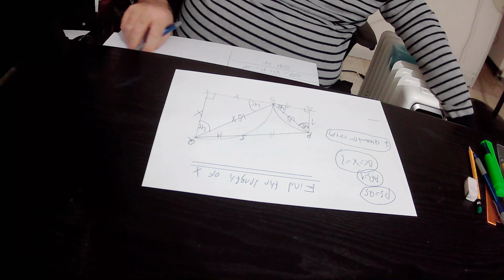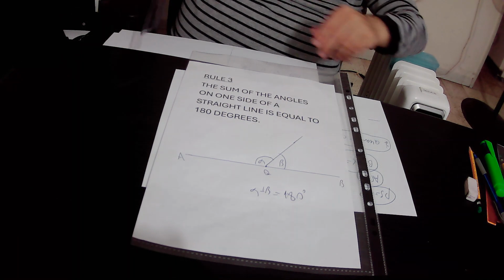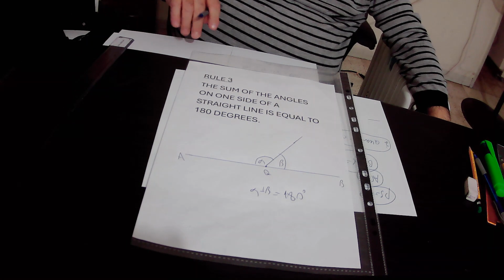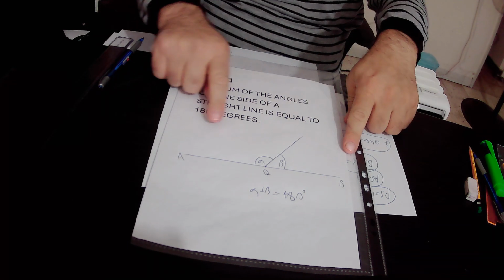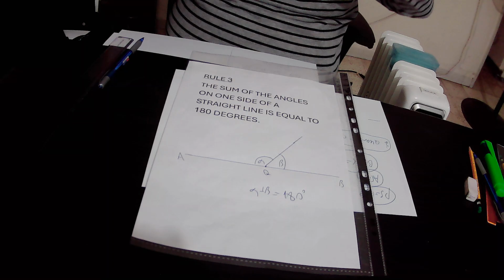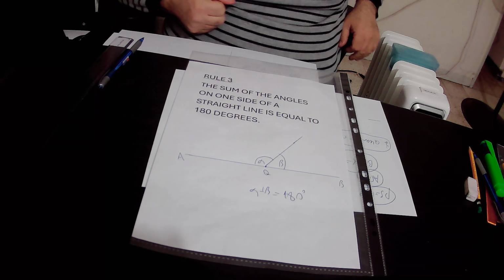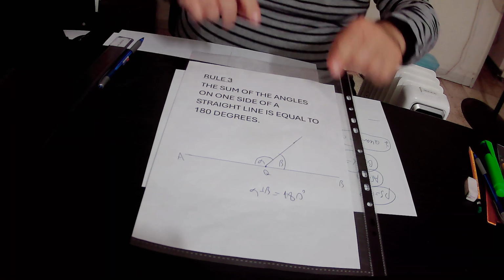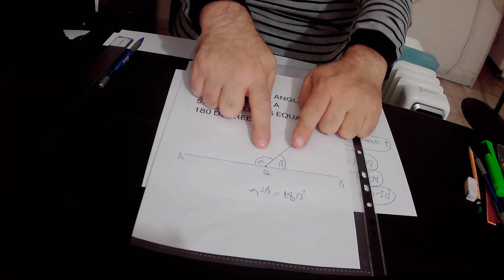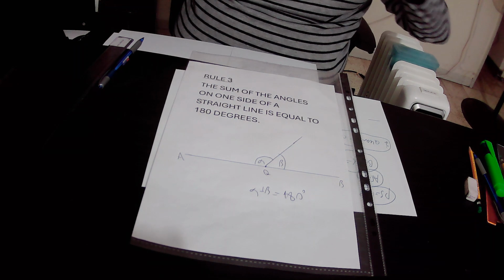According to rule number 3, the sum of the angles on one side of the straight line is equal to 180 degrees. So in the drawing we have the straight line AB. If we focus on the upper side of the straight line AB at point Q, the sum of the angles must be equal to 180 degrees. So which angles do we have at the upper side of AB at point Q? We have this angle alpha and this angle beta. So in total, alpha plus beta must be equal to 180 degrees.